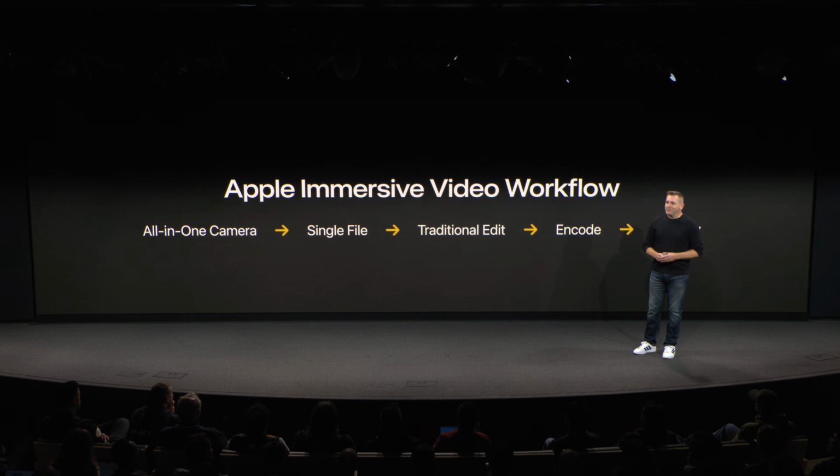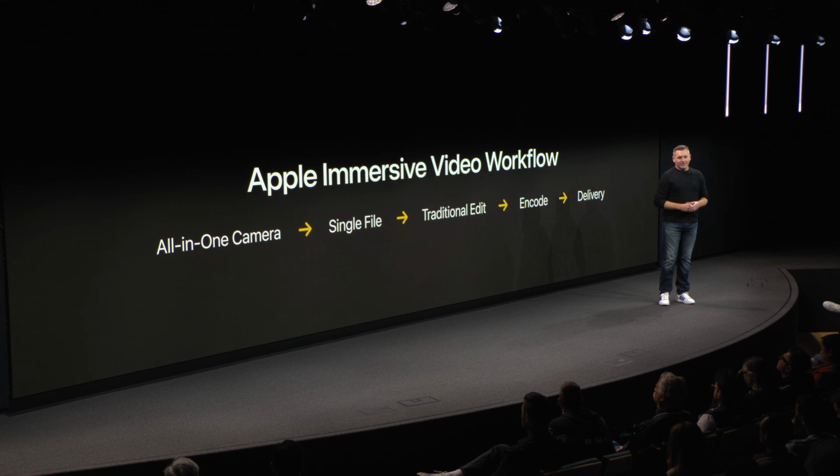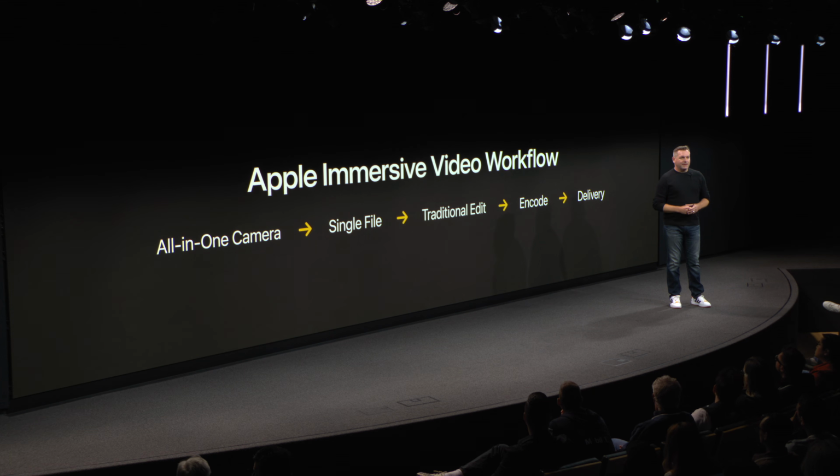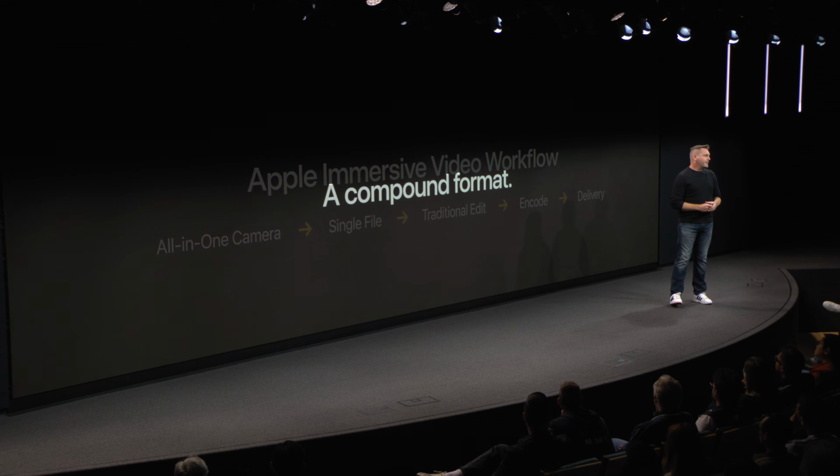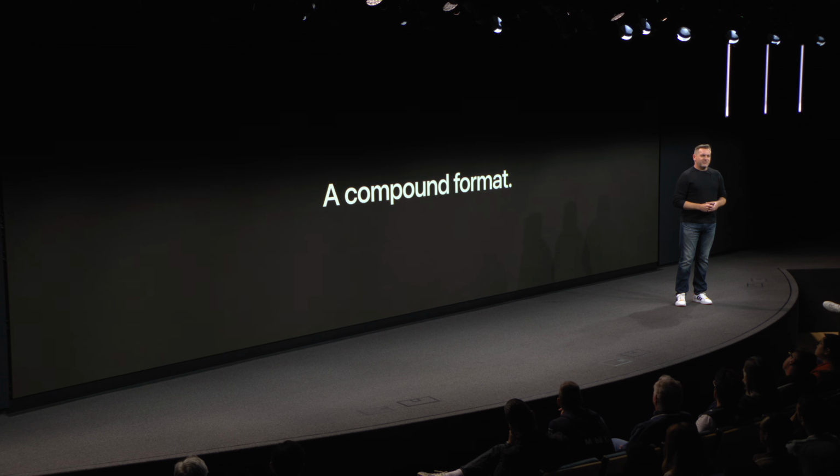So the AIV ecosystem was designed to be simple. I mean, really simple. Like all-in-one cameras that operate like a 2D camera that generate a single file. Workflows that feel like editing 2D, and an encode and delivery pipeline that feels normal. When something feels simple on the surface, it's usually fairly complex under the hood. And that's why we call Apple Immersive Video a compound format.